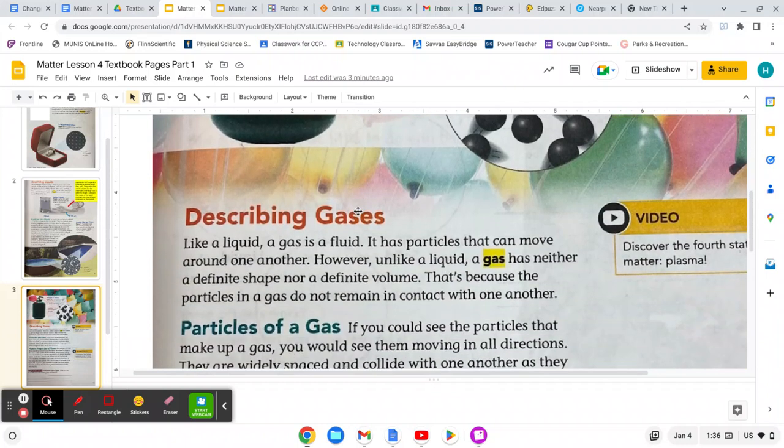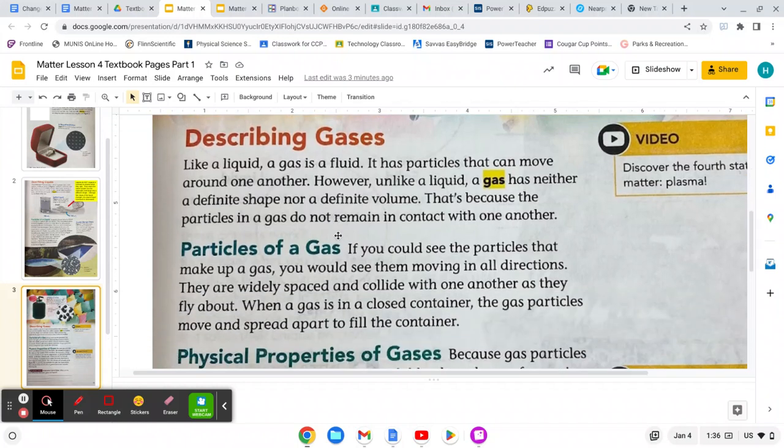Like a liquid, the gas is fluid, and it means that the particles can move around each other. But unlike liquids, gas does not have a definite shape or volume. The way that we measure volume for gases is the shape and size of the container, because they will fill whatever container you put them in.